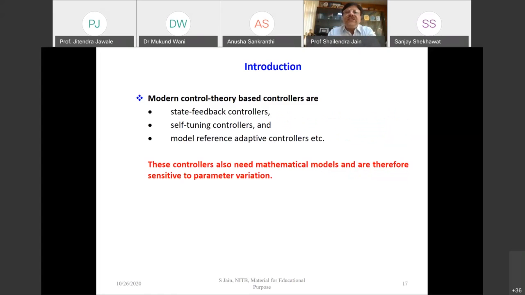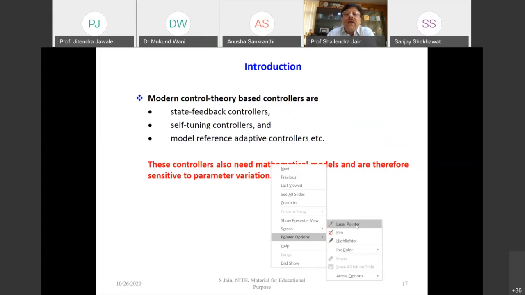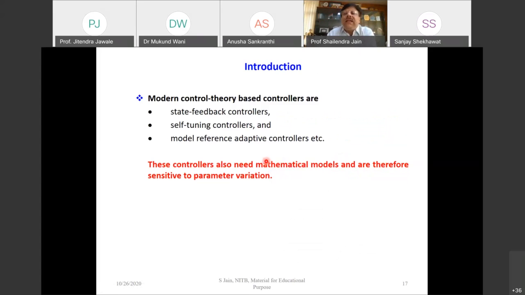So conventionally, there are many modern control theories: state feedback controller, self-tuning controller, model reference adaptive controller. The difficulty is that all these controllers require an accurate mathematical model and are therefore sensitive to parameter variation. If your model is not accurate, the chances of failure are there.